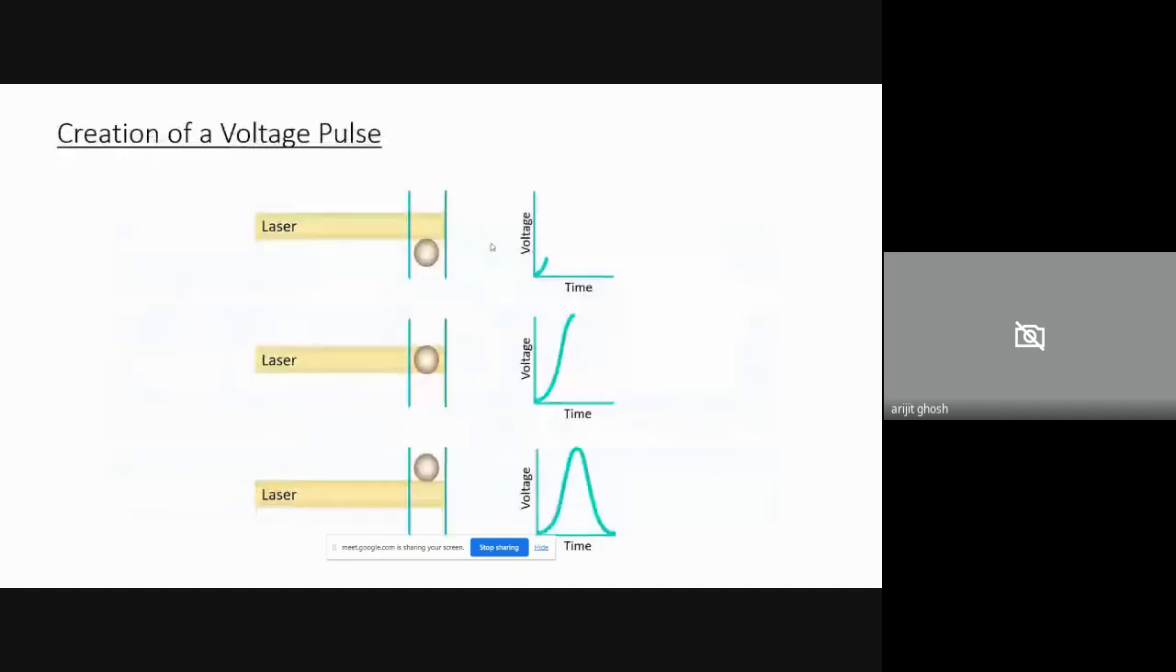Now, how is a voltage pulse created in a flow cytometer machine? So first, when a cell enters the flow cell of the flow cytometer.